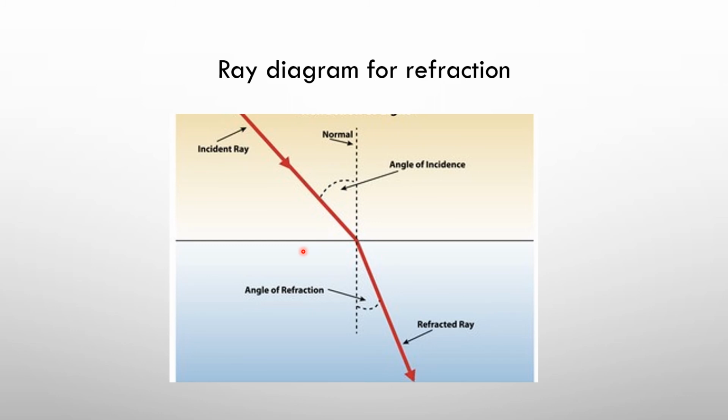So the thing that you have to keep in your mind is that the beam of light bends towards the normal when it reaches a denser medium, and the beam of light bends away from the normal when it comes to a rarer medium.